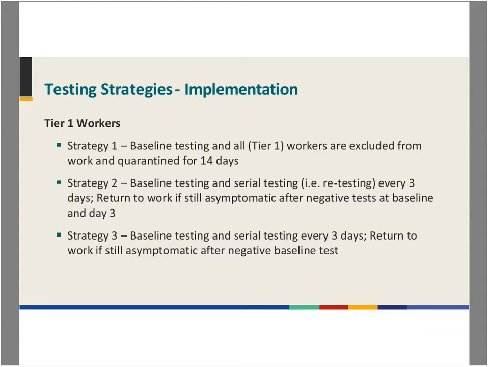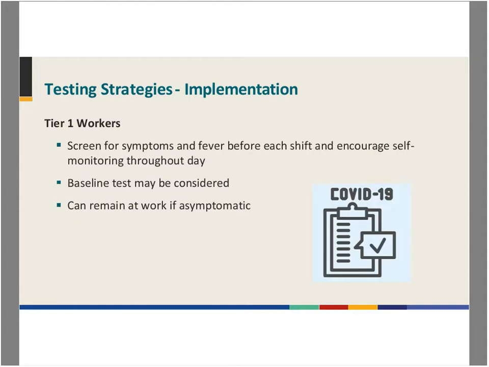And then strategy 2 is something in between, to be a little more protective than strategy 3, but not to require everybody to be out for 14 days. It's an option for doing baseline testing, doing the first retest at 3 days, and then after 2 negative tests, allowing asymptomatic exposed workers to return to work. So these are just some strategies for consideration.